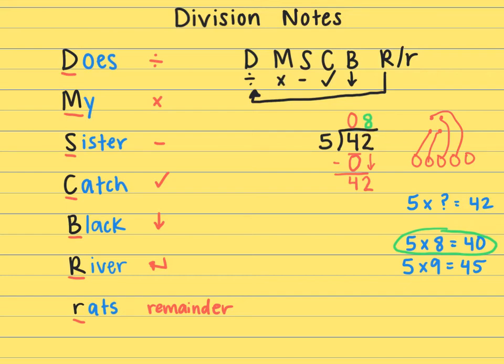Now I need to multiply. I take 8 times 5, which we already did right here. So I know that 8 times 5 is 40. Then I need to subtract. So I take 42 minus 40.